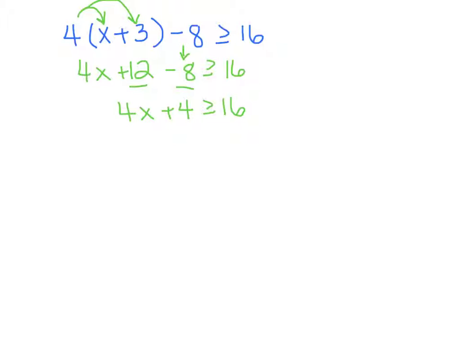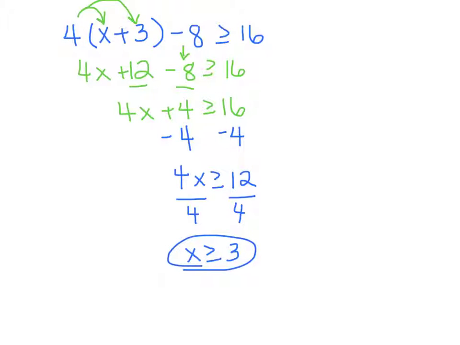Now we're going to minus 4 so that 4x can be by itself. Minus 4, minus 4. So we're going to have 4x is greater than or equal to 12. Divide by 4, x is greater than or equal to 3. The inequality did not change directions because we divided by a positive number. Let's look at another example.